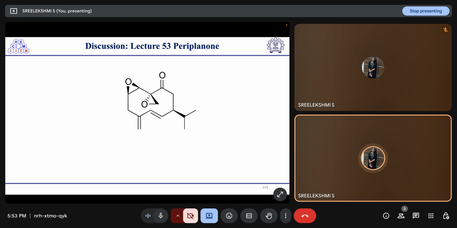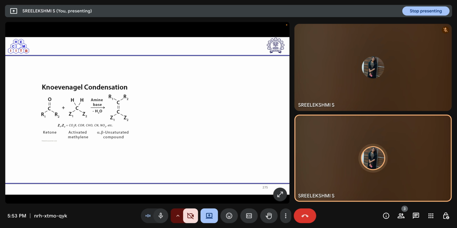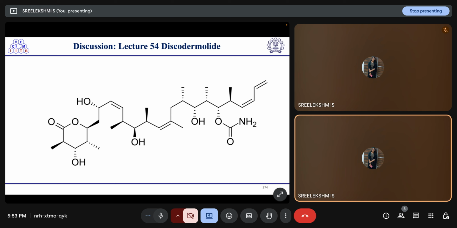So that was about periplanon. Now the last lecture of week 11 was about discodermalide. So there we have seen the application of Corey's asymmetric induction in the total synthesis of minus discodermalide by Schreiber.